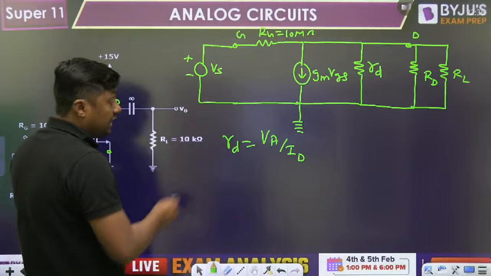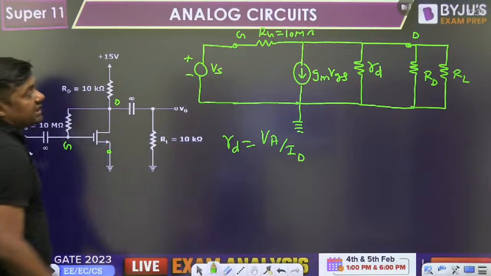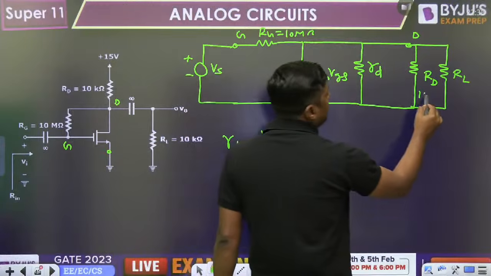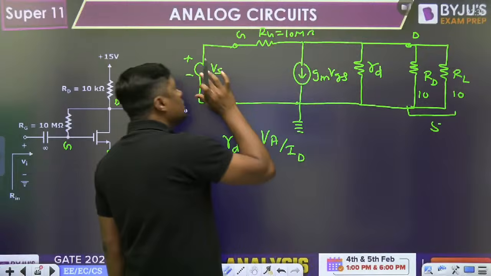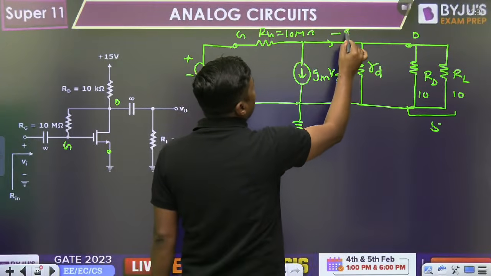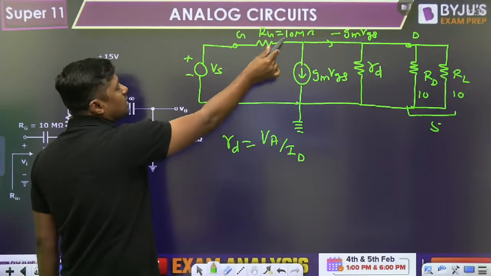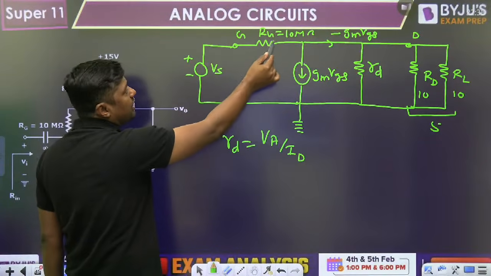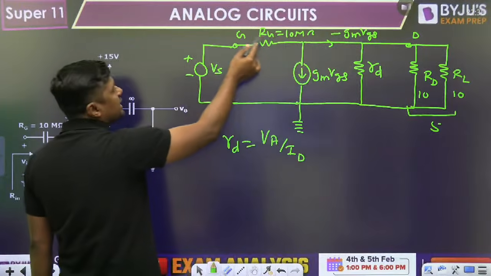Then capital RD is given as 10 kilo ohm, and RL is given as 10 kilo ohm. 10 parallel with 10 will become 5, but you have to find the rd. Now, normally this current will pass through this combination of resistors. What is the current through this RG? Negligible, because the value of this resistance is very, very, very high as compared to this one. And that's why the current is negligible through this.